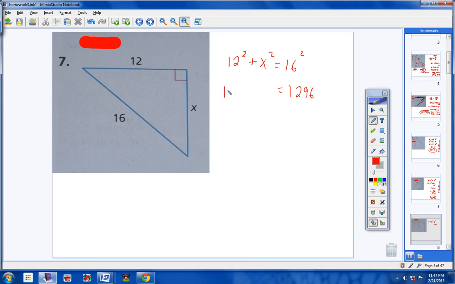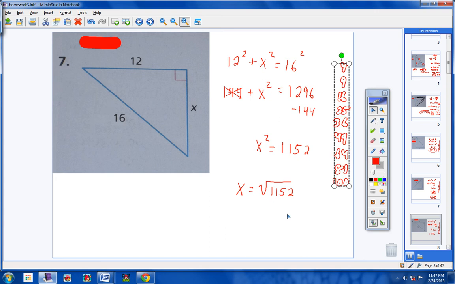12 times 12 is 144. Now, subtract 144 from both sides to get x squared by itself. And you're going to be left over with 1,152. Okay, so we're going to take the square root of both sides. And when we do that, we're going to get x equals the square root of 1,152.